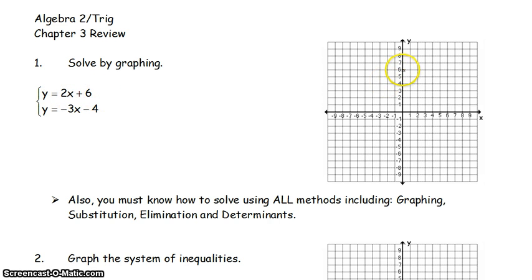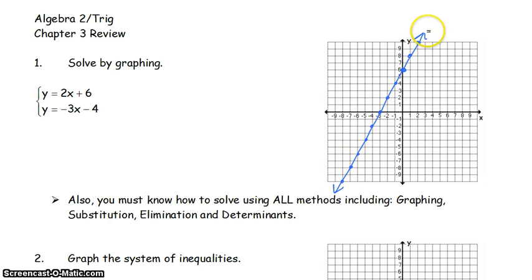We start with the y-intercept at 6 and a slope of 2. So we're going up 2, right 1, or down 2, left 1. And again, we're going to do our slope points throughout the entire length of the graph in both directions. So there is line number 1.